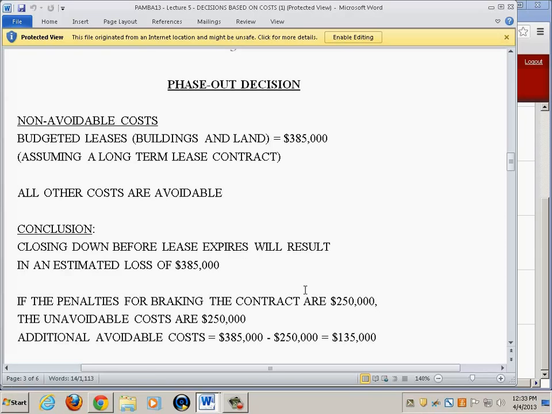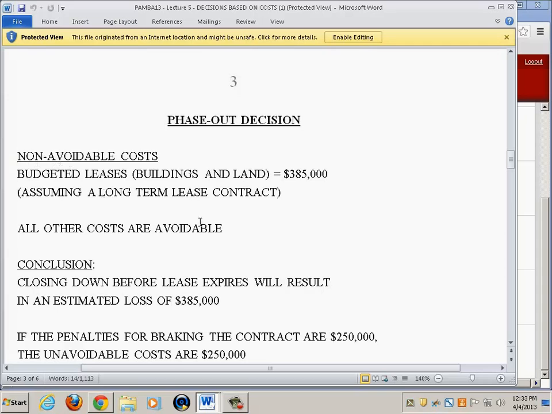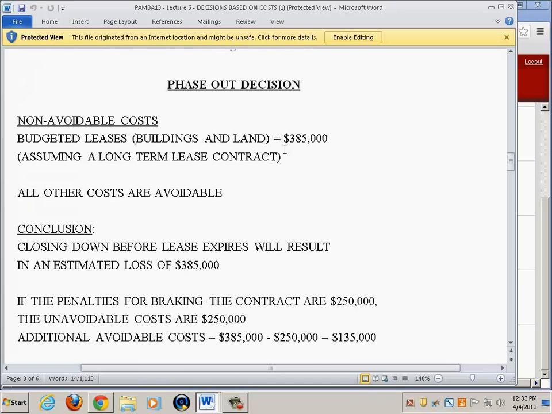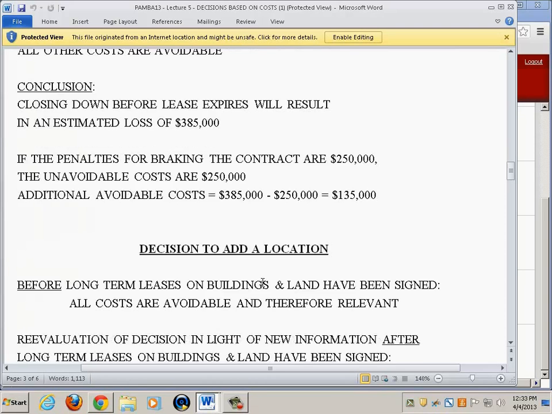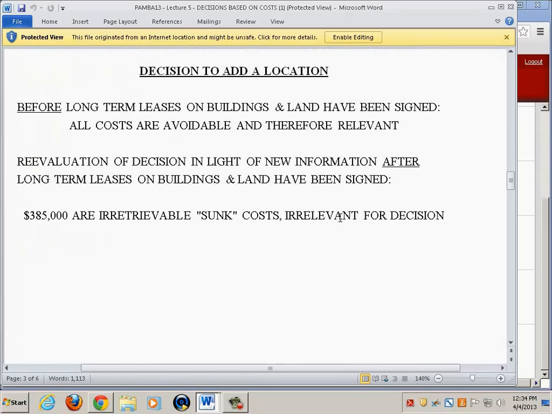So you can see that it's very important to classify the costs to make the right decisions and to decide which costs are relevant or not. In this case, it's important to identify the non-avoidable costs of $385,000, or if the penalties are $250,000, just of $250,000, and not include it in the decision, to realize that the cost is irrelevant.